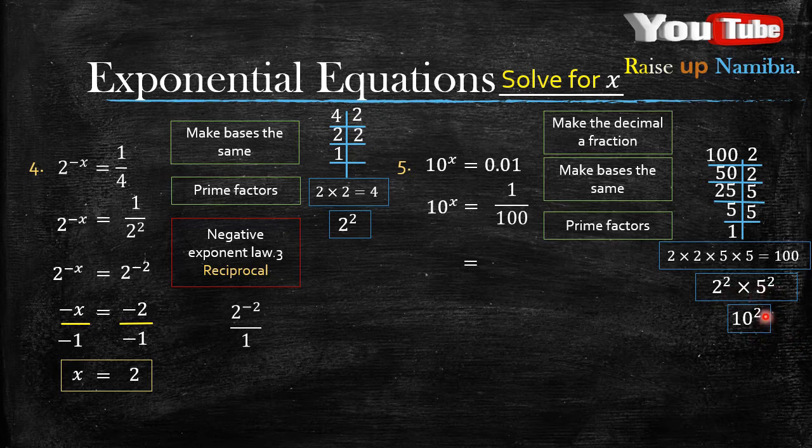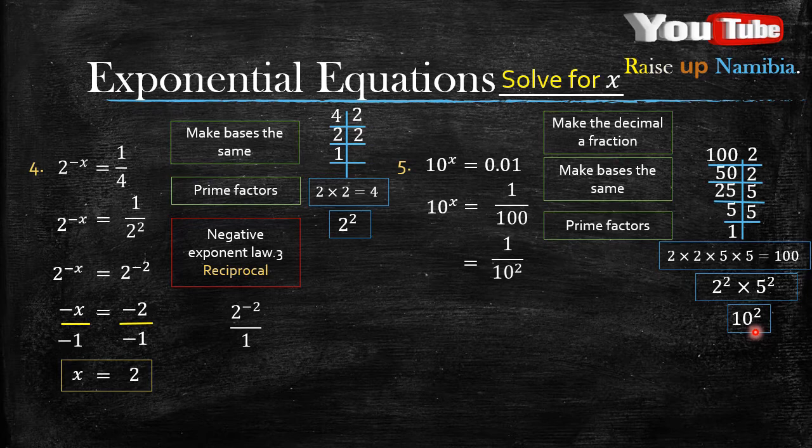Now, if you doubt this answer, you can test it in your calculator. If you press 10 raised to the power 2, it will give you 100. The same as 2 times 2 times 5 times 5. It will also give you 100. Okay? So we replace that 100 with what we got here. Okay?